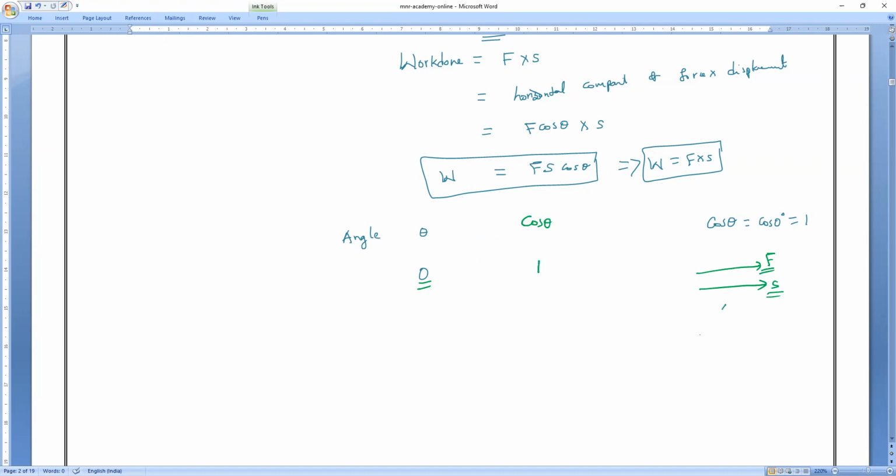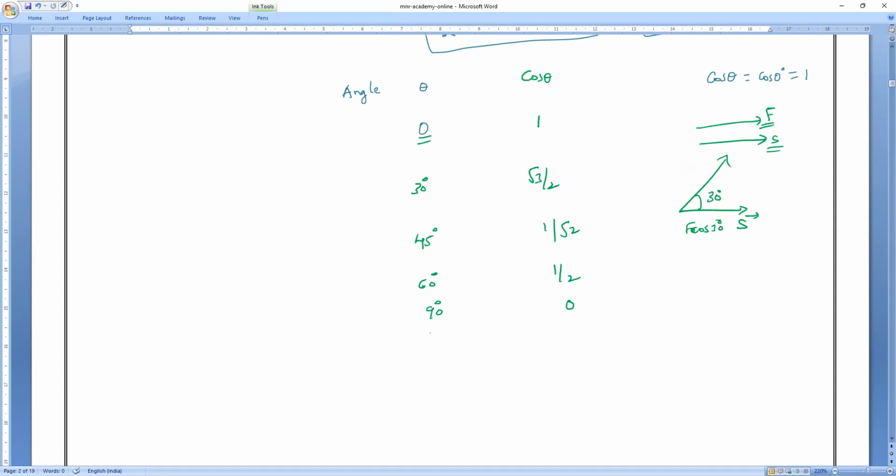If the angle between the applied force and displacement is 30, then this will become F cos 30. So cos 30 is equal to root 3 by 2. Next, cos 45 value is 1 by root 2. Learn these values. Cos 60 is equal to 1 by 2. Cos 90 is equal to 0.